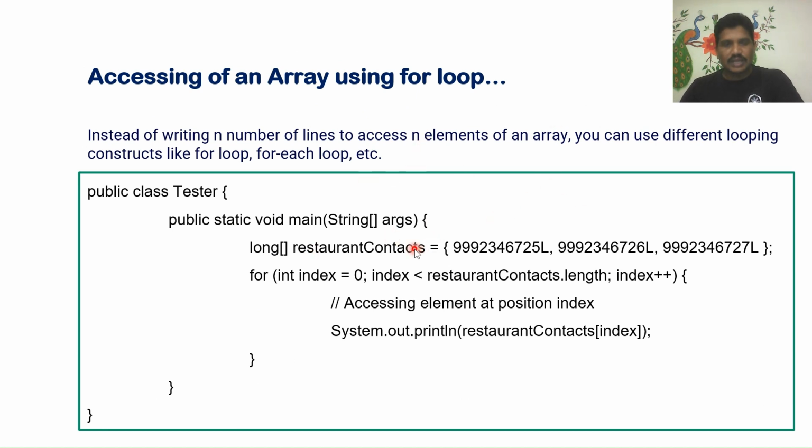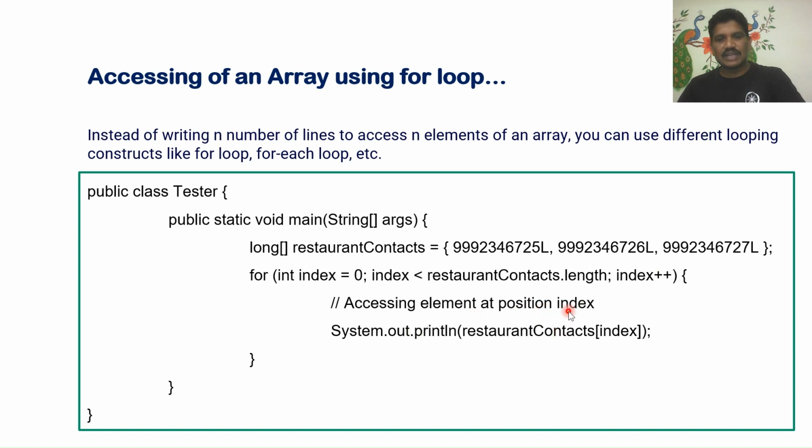We can access all the elements from an array using the for loop concept. You see here the array has been initialized. I want to access all the elements from the array. Then see here, index 0. The array index starts from 0. Index less than array name dot length. The length attribute returns the number of elements in the given array, simply the size of the array. Then index plus plus.